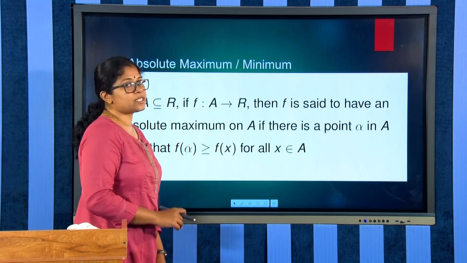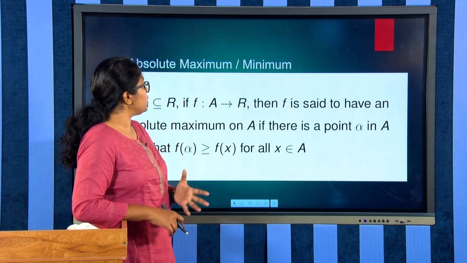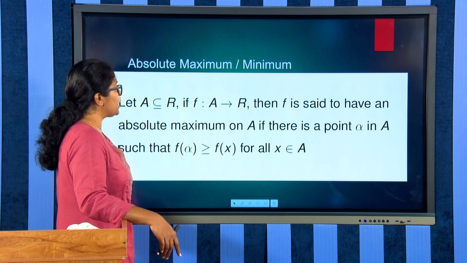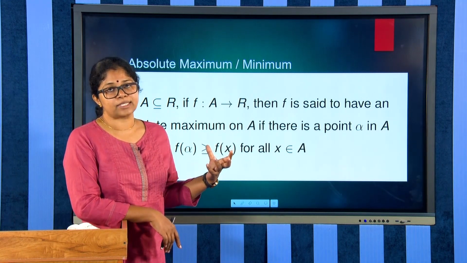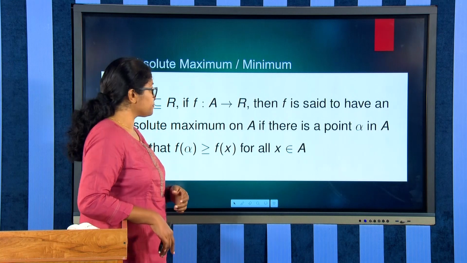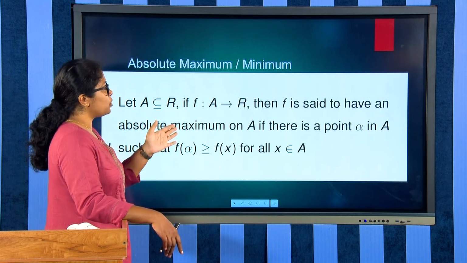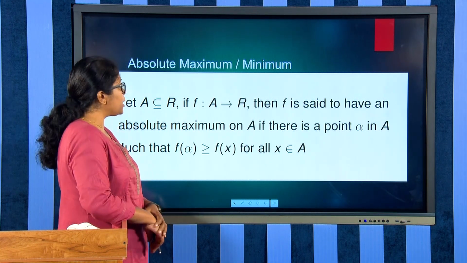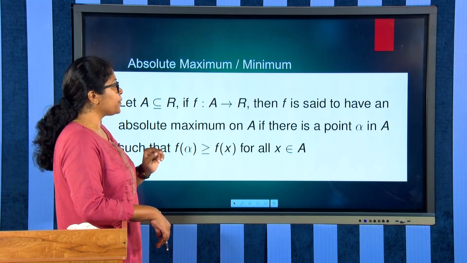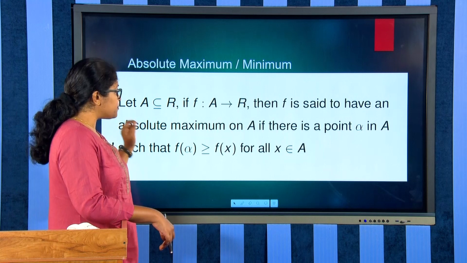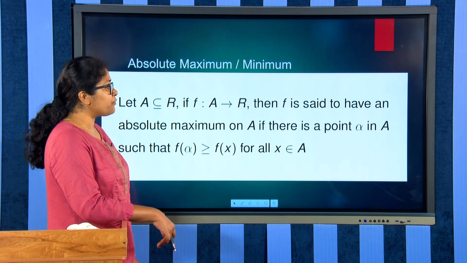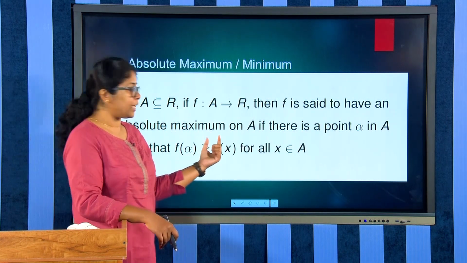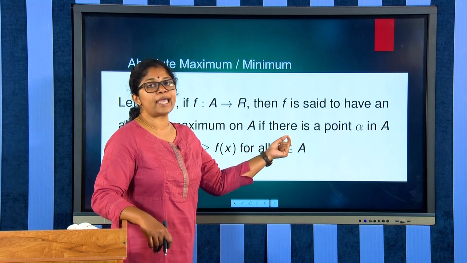The next important result is the main result of this section, which is called the maximum or minimum theorem. And before going to the maximum minimum theorem, we will see what absolute maximum or absolute minimum mean. So, this is the definition of absolute maximum of a function. Let A be a subset of R, and if f is a function from A to R, then f is said to have an absolute maximum on A if there is a point alpha in A such that f of alpha is greater than or equal to f of x for all x belonging to A.